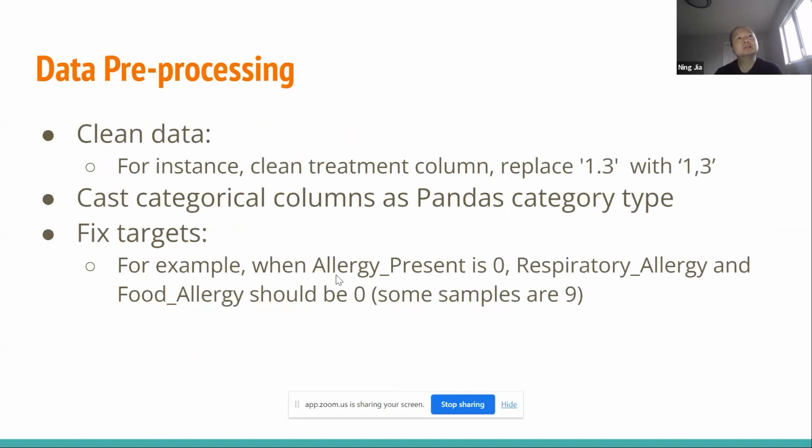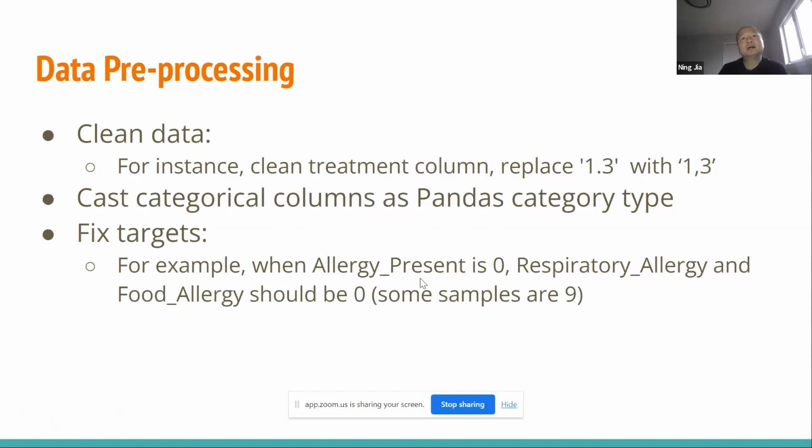First I cleaned the data. There were some outliers or mistakes, for example in the treatment columns: a comma is used to separate the treatments, but in some places there was a numerical value. I fixed this and cast all the categorical columns as the pandas category type. I also fixed some targets. Most of these fixes may be useless because we don't know what the real values are, but there are some cases like this.